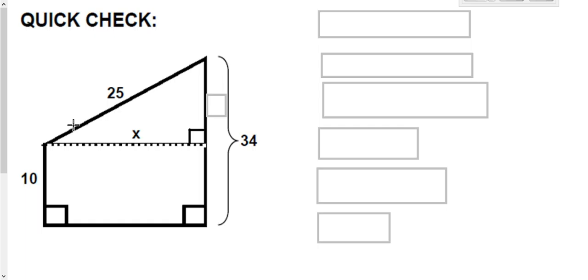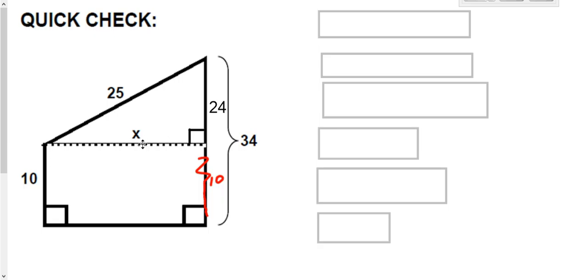What do we know? We know the hypotenuse is 25, but we don't know what this leg is yet. We know this whole side is 34, and this little piece is the same as over here, 10. So if this is 10, I'm going to take this whole thing and take away this part right here. I'll be left with this piece I want to know, this leg here. So 34 minus 10 is 24.